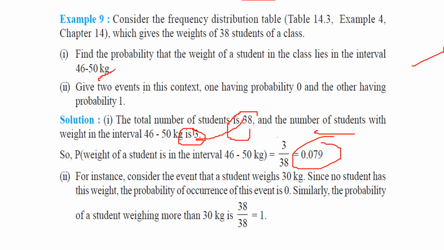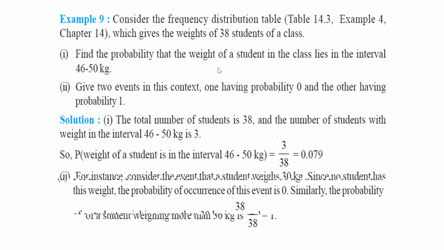Given two events in this context, one having probability 0, another having probability 1. The simple answer would be the event that the student weighs 30 kg. Since no student has this weight, the probability of occurrence of this event will be 0. And the probability of a student weighing more than 30 kg, because all students weigh 30 kg or more, is 38 by 38, which will be 1.